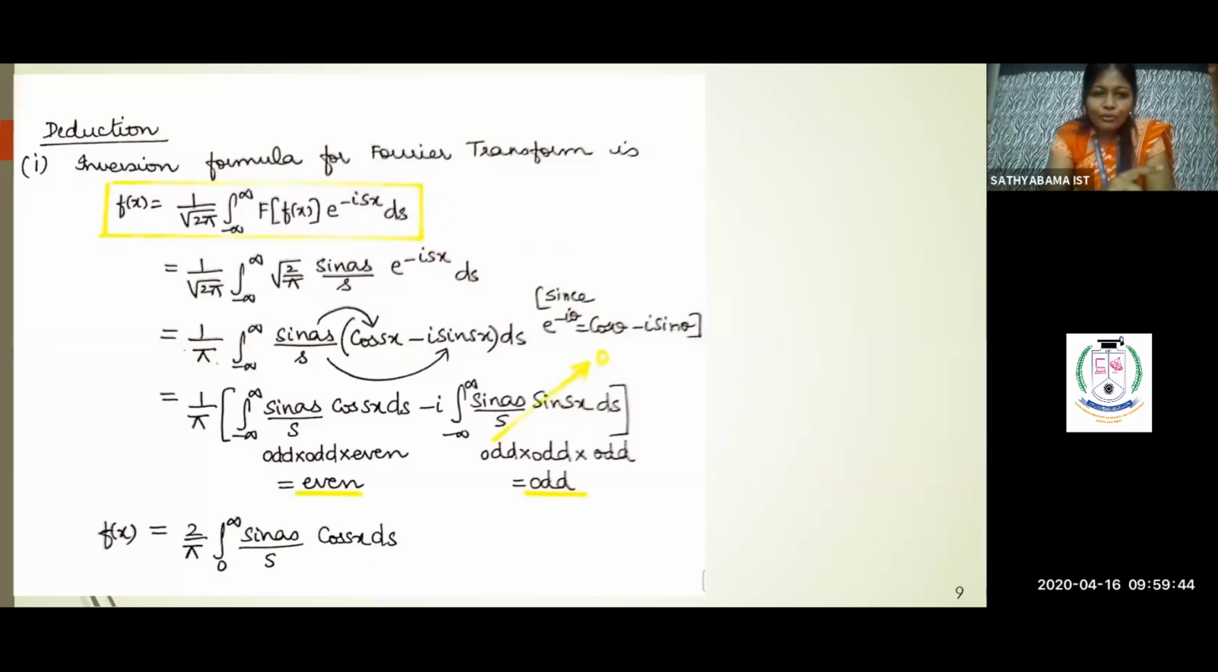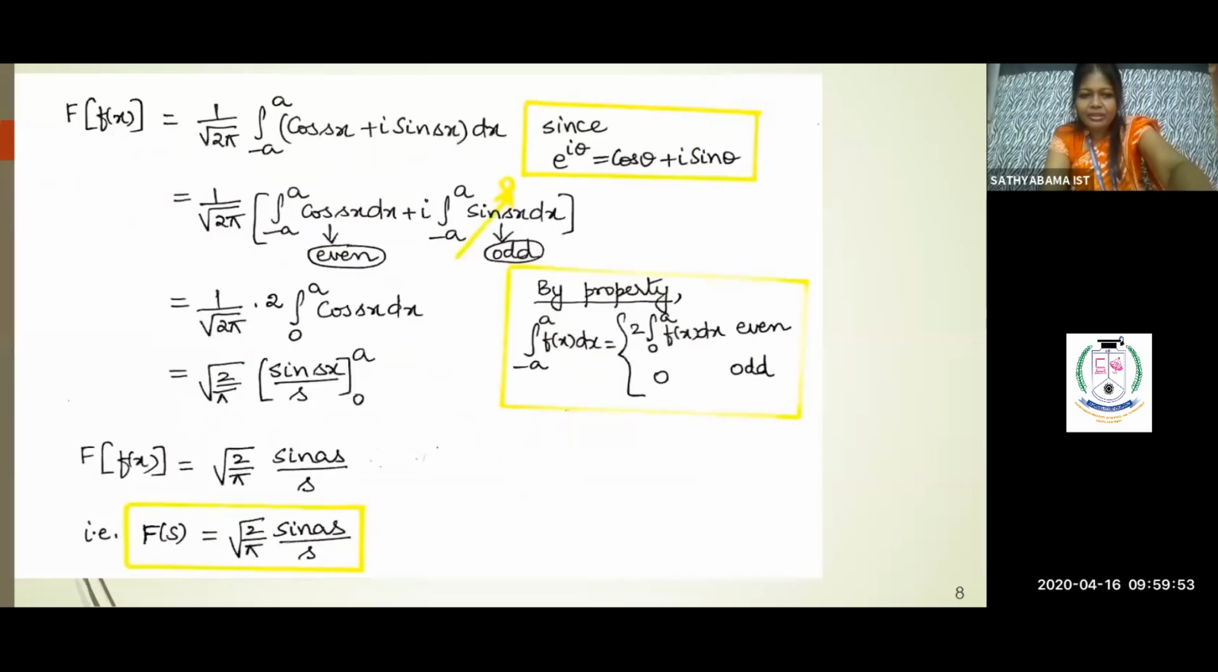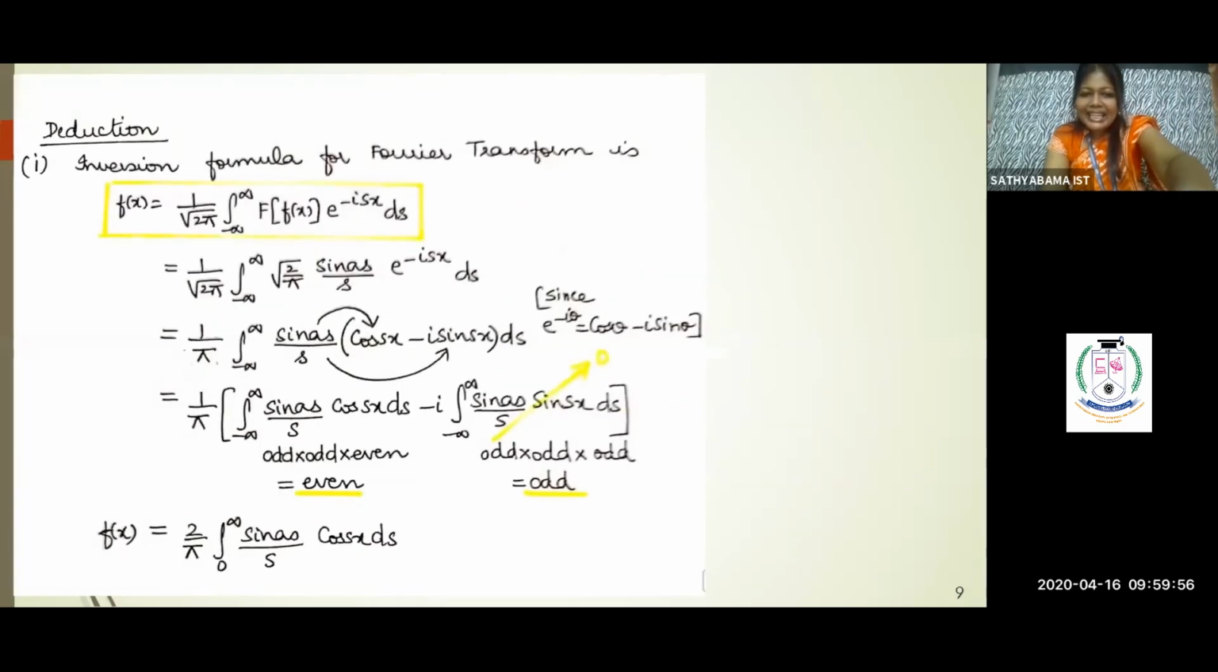So what is this equal to? 1 by root of 2 pi integral from minus infinity to plus infinity. Look at the second line. I've substituted for F of s. You know what the Fourier transform of f of x is, right? Just now we found it is root of 2 by pi sin a s by s. I substituted it into e power minus isx ds. Now, what is e power minus isx? You know what e power minus i theta is? It is cos theta minus i sin theta. So e power minus isx is cos sx minus i sin sx, ds.